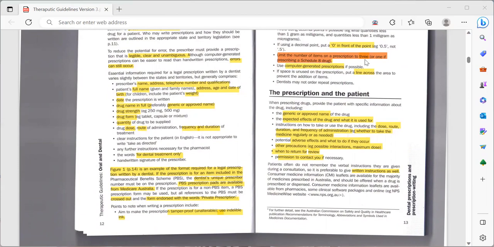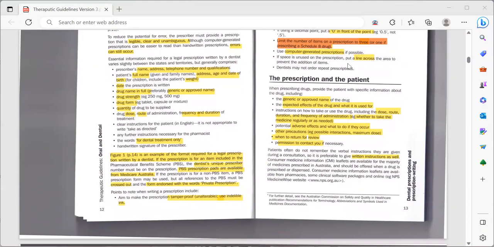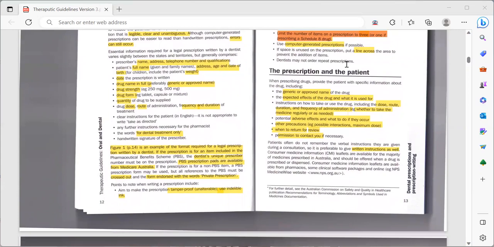But if the drug is under Schedule 8, which means that the drug has the potential to make the patient abusive of those drugs, then you should only prescribe one medication. Use computer generated prescriptions if possible. If space is unused on the prescription, put a line across, and the dentist may not order a repeat prescription.